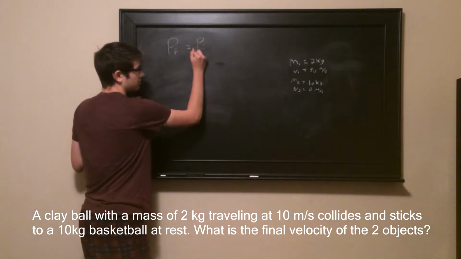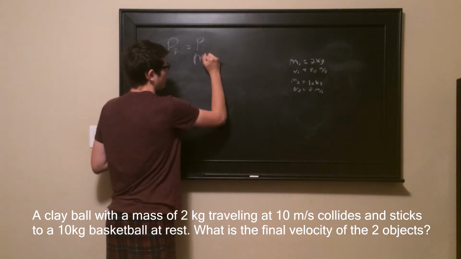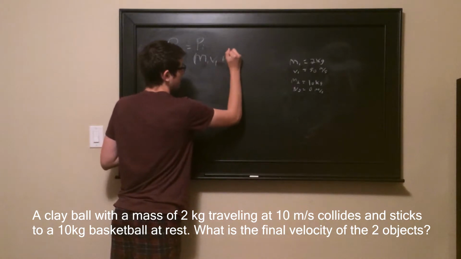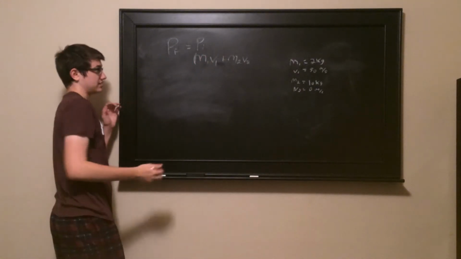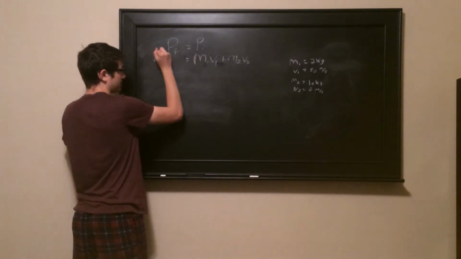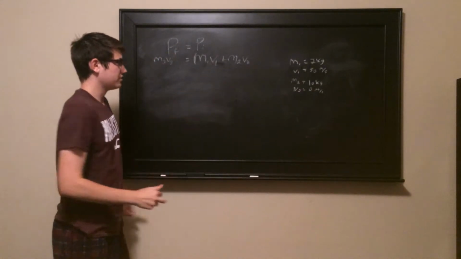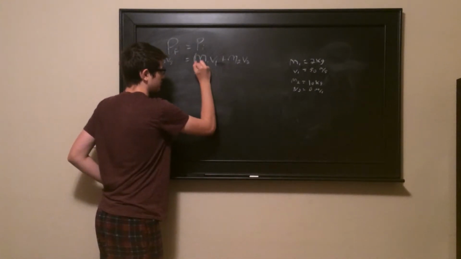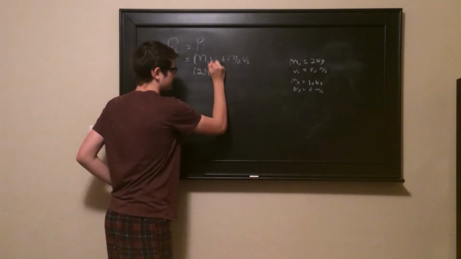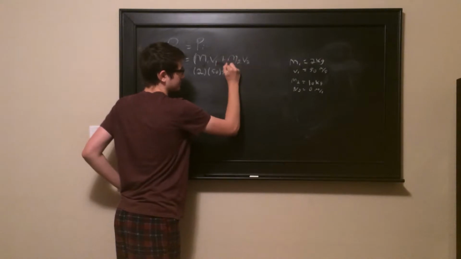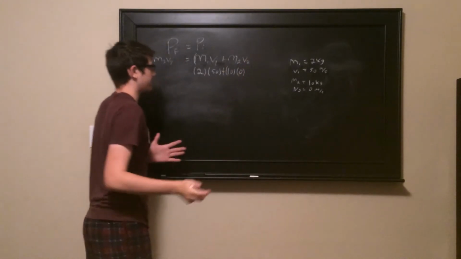So what we have for our initial is, P initial is going to be M1 times V1 plus M2 times V2, because momentum is mass times velocity. And then our final, we're going to call it M3 and V3. Alright, so our M1 is going to be 2 kilograms. I'm going to leave off the units and add them at the end because it's going to be simpler. Times 50, plus 10 kilograms times 0, because the basketball is at rest.